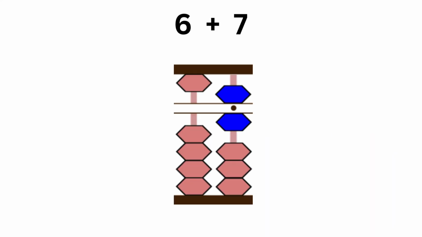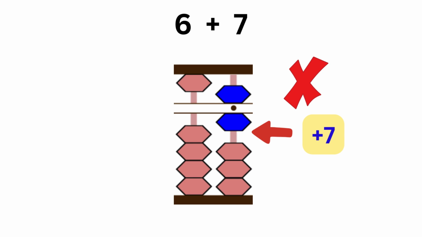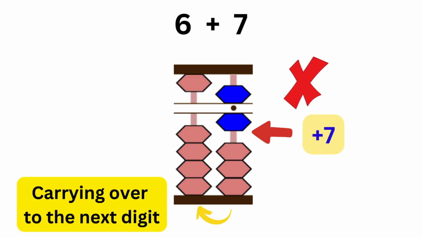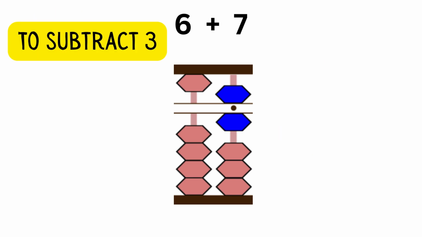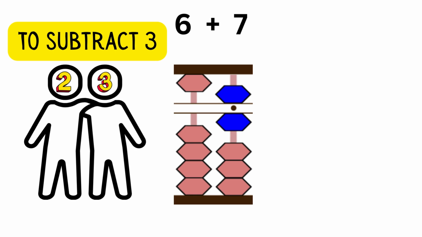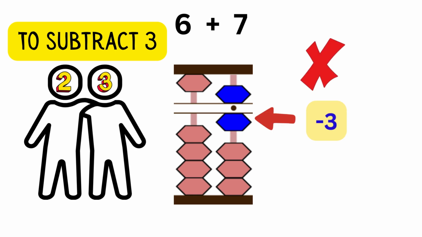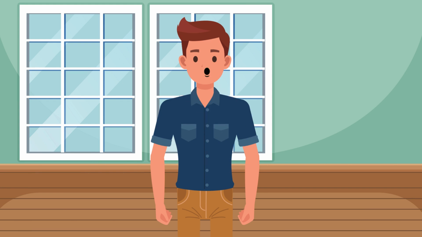For example, consider 6 plus 7. Since there's no room to add 7 in the ones column, we carry over to the next digit using the 10 complement pair, which is 3. To subtract 3, you'll need to use the 5 complement pair because the lower beads in the ones column cannot subtract 3 directly. I've noticed that young children often find these types of problems confusing.